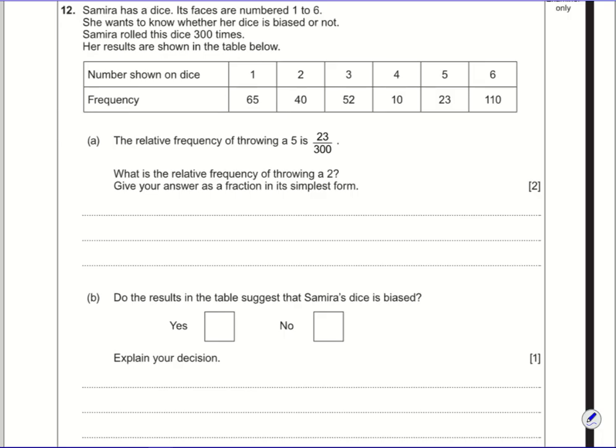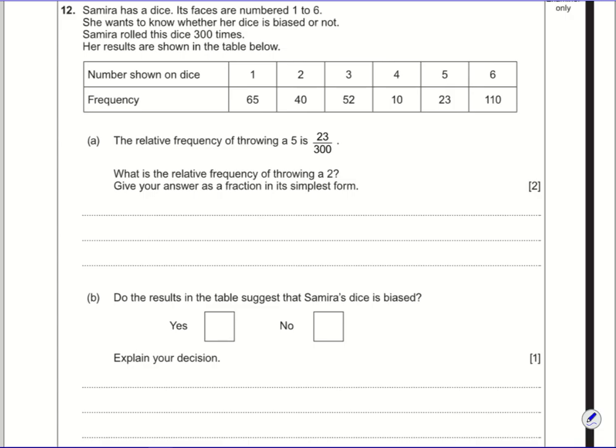But if you look at Samira's table, she's rolled it 300 times and her results are nowhere near the same, really. We've got 65 ones, 42s, only 10 4s and 110 6s. So I'm already a bit suspicious that this dice is actually biased, okay?